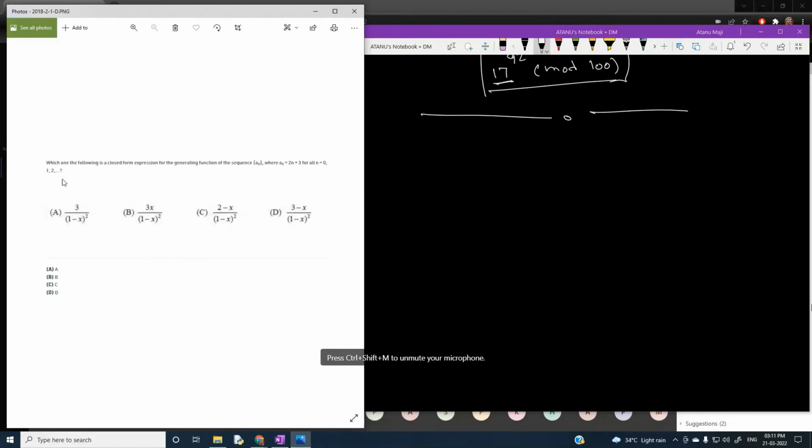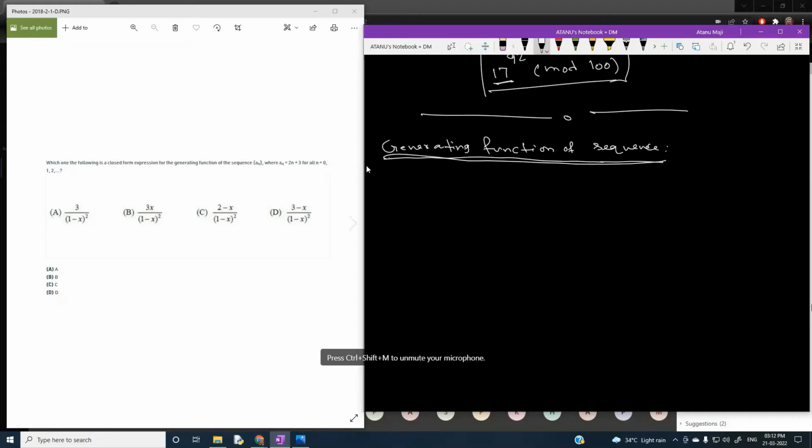So question is, which one of the following is a closed form expression for the generating function of a sequence this? तो इनमें से कौन सा इस वाला सीक्वेंस का जनरेटिंग फंक्शन है? Now the generating function of a sequence, वो क्या होता है? Basically we have to form a series जहां से इस sequence का तुम्हें term मिल रहा है.